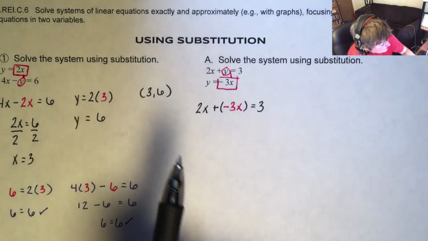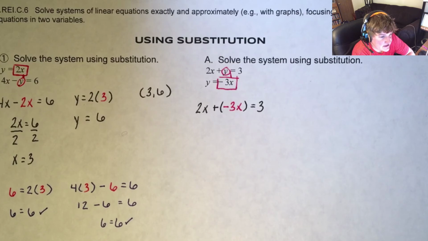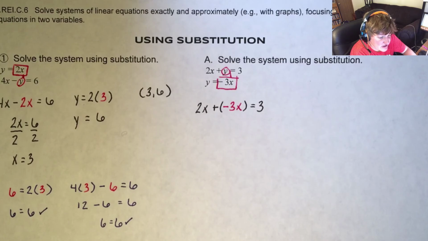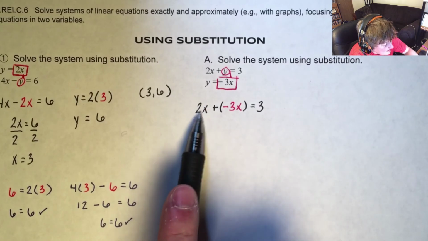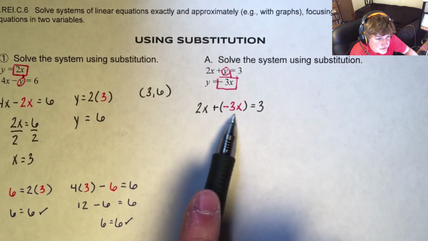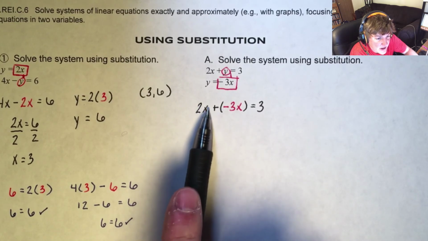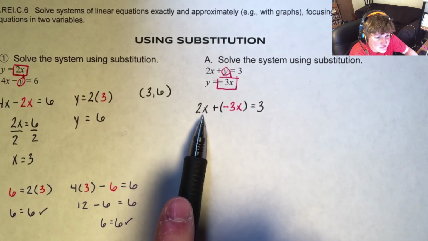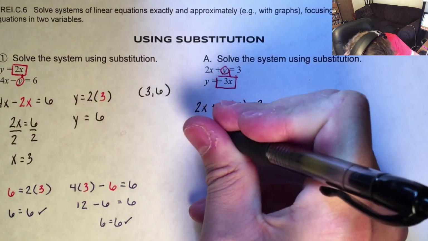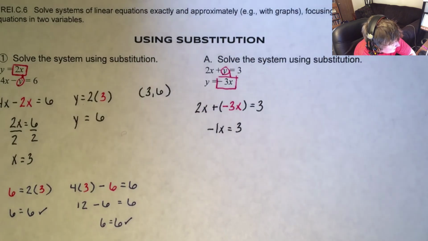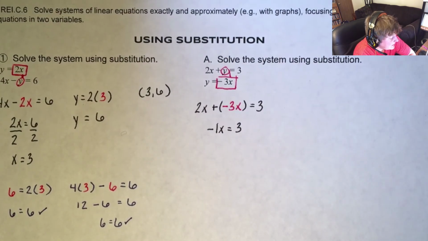Okay, so now I have to figure out what 2x plus a negative 3x is. When you're adding positives and negatives, one positive will cancel out with one negative. So I have 2 positive x's here and 3 negatives here. You need to think about how many more negatives are in this 3x than there are positives in this 2x. Well, there's one more negative in this negative 3x than positives in this 2x. So this is going to simplify into negative 1x. That's equal to 3. Okay. So negative 1x is equal to 3.